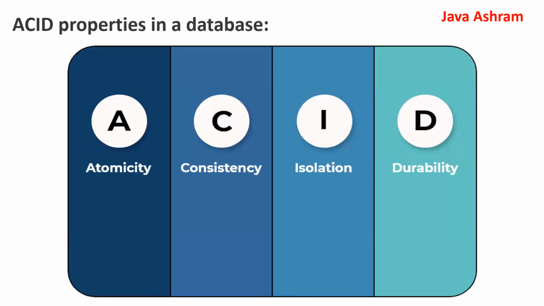So the acronym of ACID is: A stands for atomicity, C stands for consistency, I stands for isolation, and D stands for durability. We will go through each and every one of the acronyms of the ACID property, and we will understand with an example how the ACID property works and what it is all about.